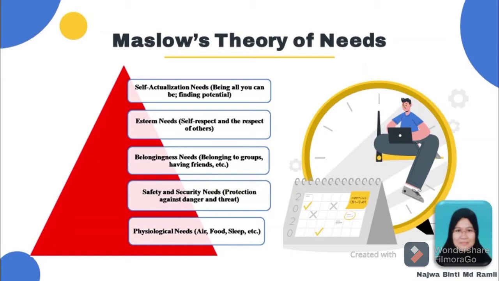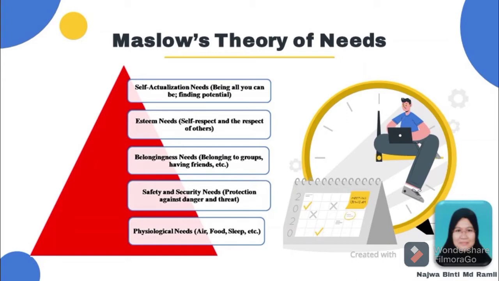Now, let us go through the needs in Maslow's theory of needs. The first need is physiological need, which consists of air, food, sleep, and so on. The second level of need is safety and security needs, which consists of protection against danger and threat. The third is belongingness needs, which is belonging to groups or having friends.